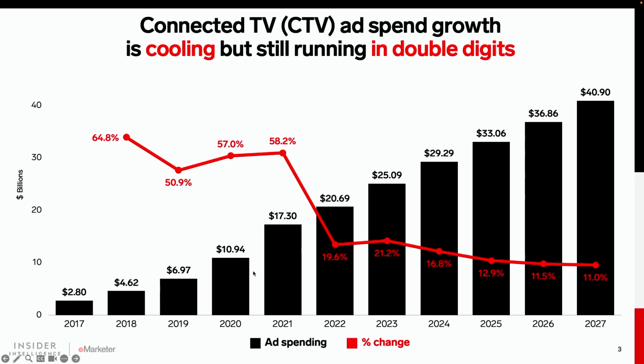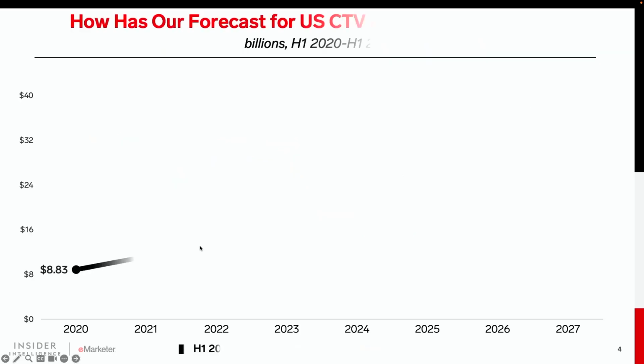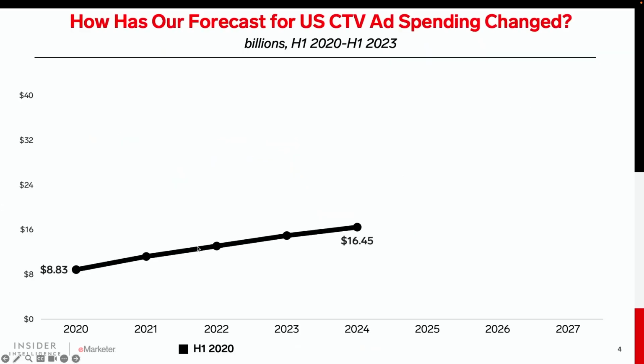Also interesting is that when we look ahead to the rest of the forecast, we're actually going to see year-to-year growth in the double digits all the way through, which is impressive for a market that's very mature at 25 billion and going up past 40 billion. And here's how our CTV forecast changed over the past 3 years. I'll start with our H1 2020 forecast, which we put out right before the onset of COVID. So at that time, we were expecting CTV ad spending to almost double from about 8+ billion in 2020 to about 16 billion in 24.